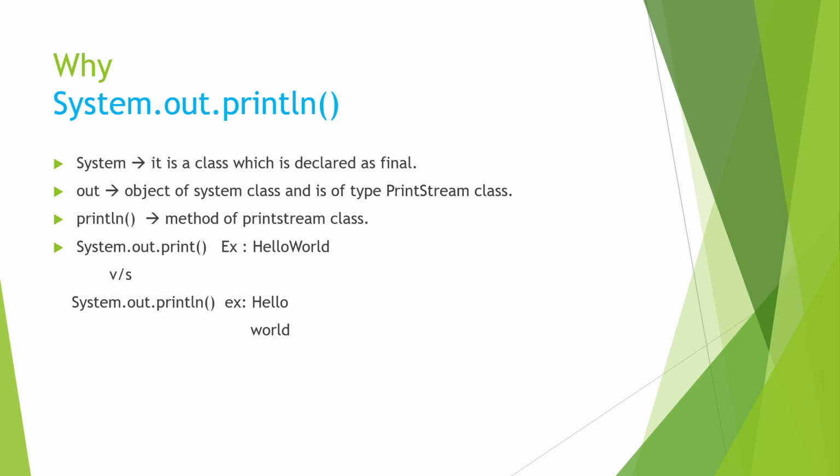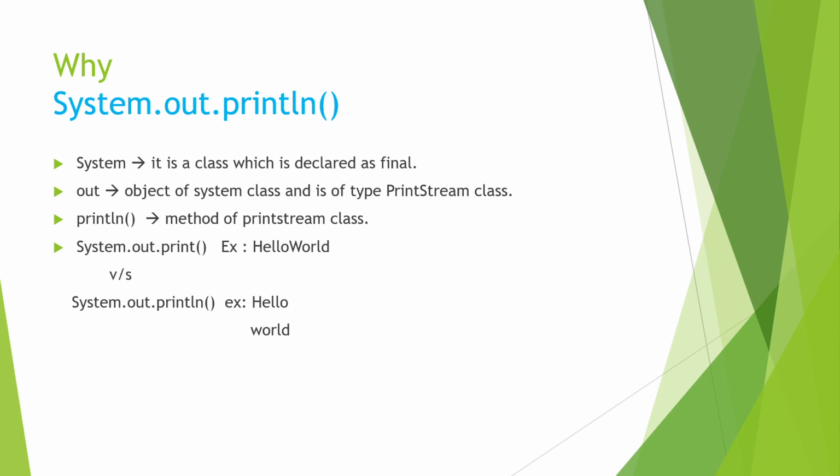And out is an object. As we already know, if we want to call an object, we need to write class name dot object name. So System is a class name and out is an object name. For that class, if any methods are there, we can call them like class name dot object name dot method name. Here println is a method name, which is a method of the PrintStream class.